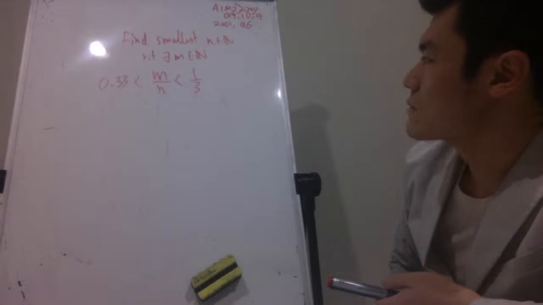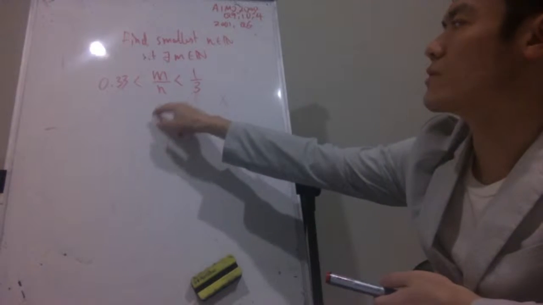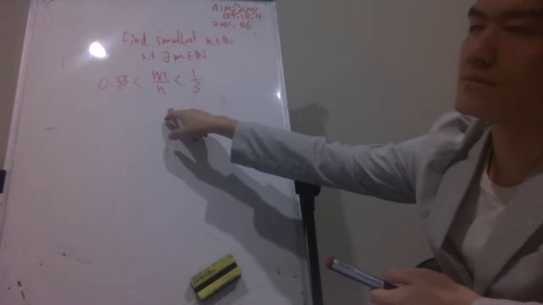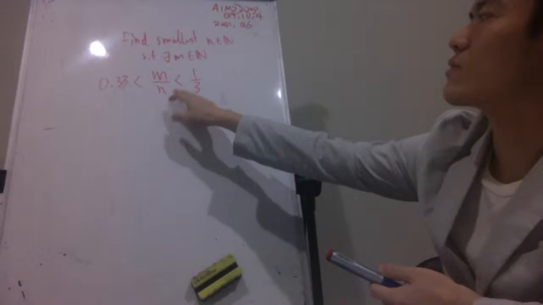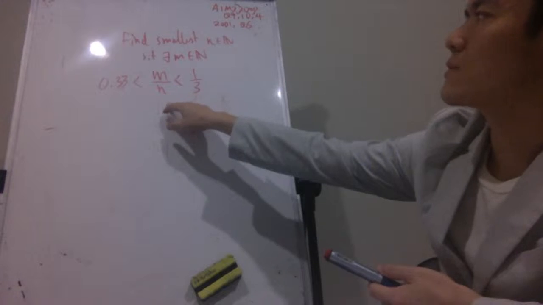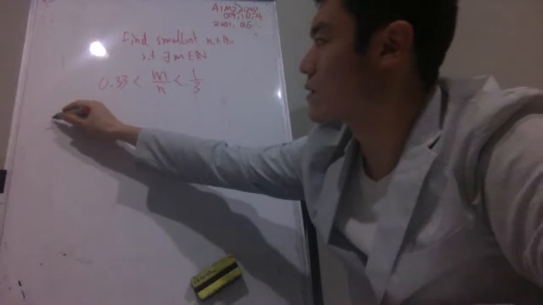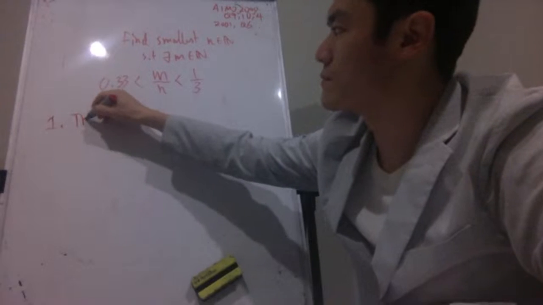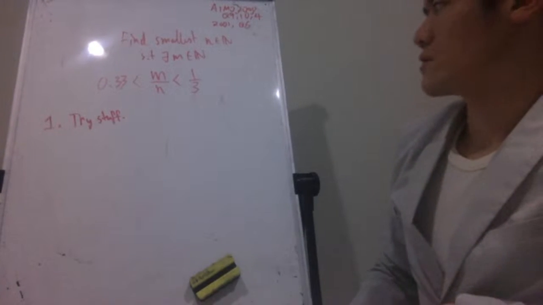At this level, if your algebra was good enough, you might be able to just manipulate and try and solve some stuff. But for this level, I don't think we've done really inequalities and stuff very much. But anyway, the first thing I thought was try stuff, because there's nothing more definitive than try stuff.